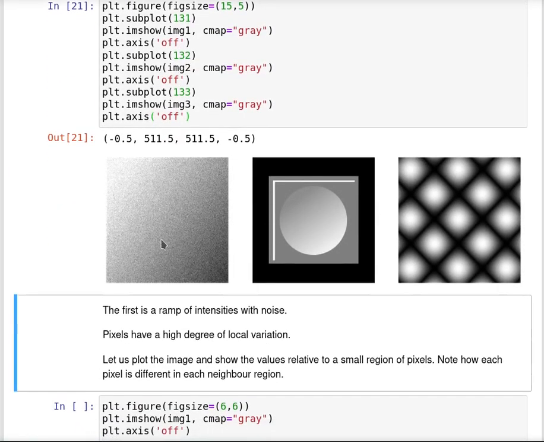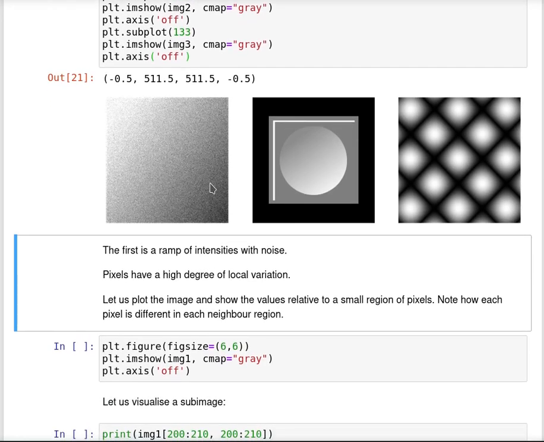So we have, for example, those three images here. The first one is a ramp of intensity. It starts with 255 and ends on the other end here at 0. And then I added noise, so it's basically a ramp with noise.